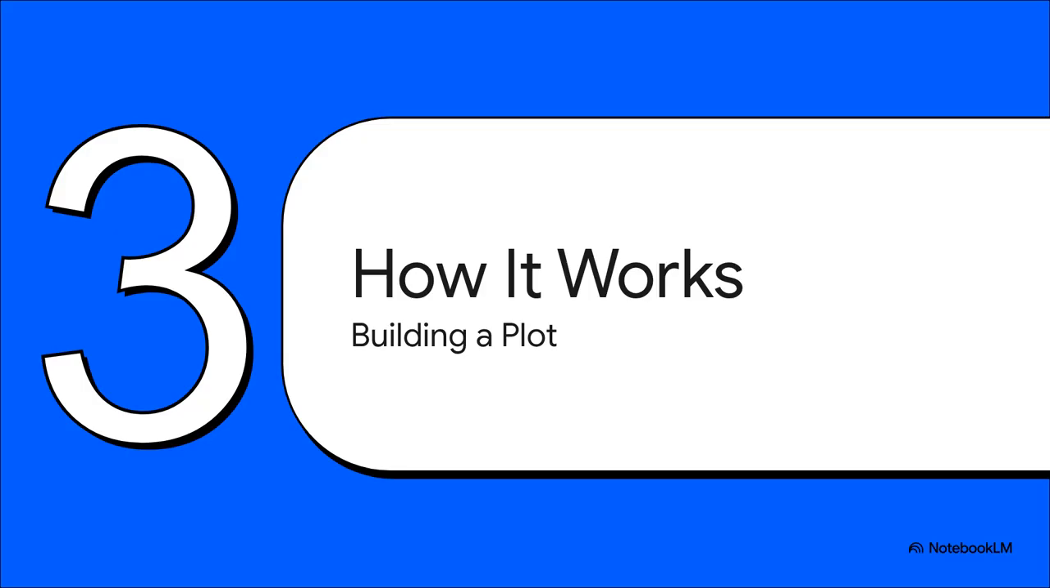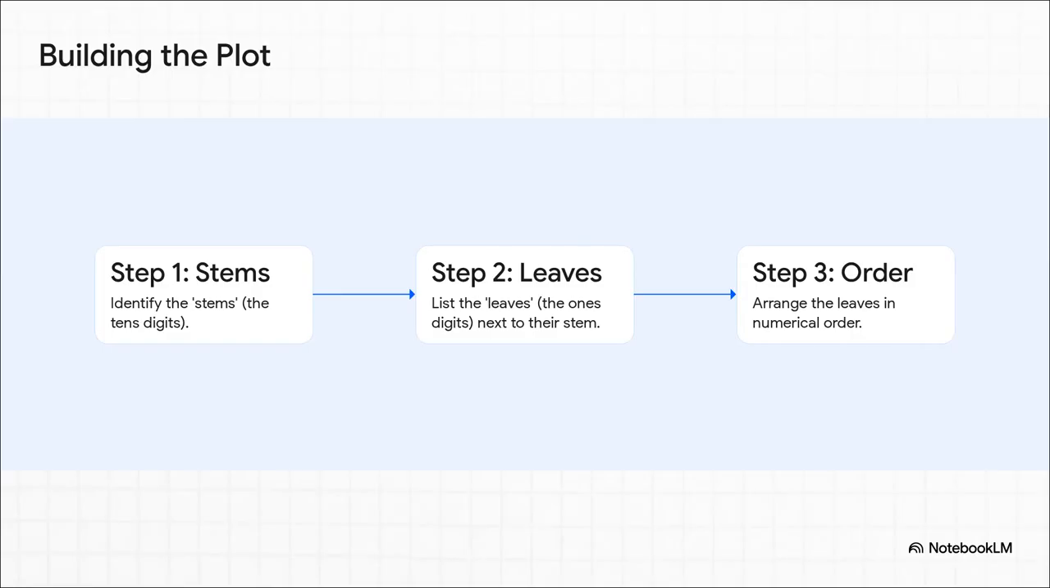All right, enough with the theory. Let's get our hands dirty and actually build one of these plots ourselves, using that age data from the church picnic. It's really just a simple three-step process. First, we find our stems. That's the tens digit. For all our picnic goers, their ages are in the 20s, so our only stem is a 2. Step 2, we list out all the leaves, which are just the ones digits for each age, right next to that stem. And then finally, to make it super clear, we just put those leaves in numerical order.